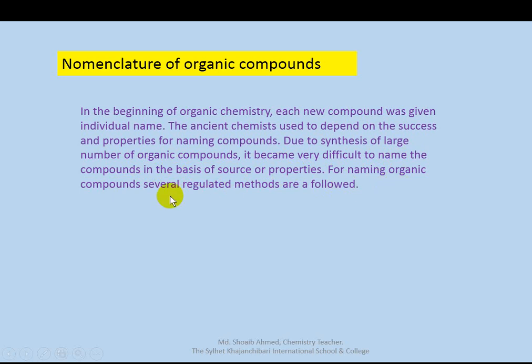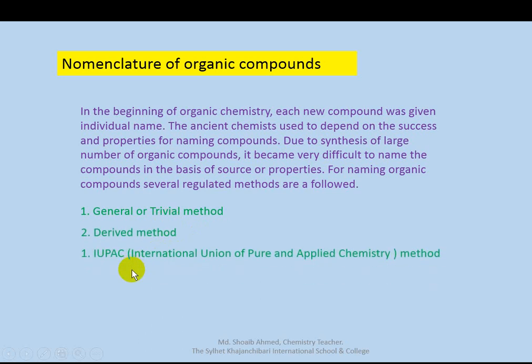For naming organic compounds, several regulated methods are as follows: general or trivial method, derived method, and the IUPAC method, International Union of Pure and Applied Chemistry. This method is used worldwide. This is the latest naming method. Okay, we will learn only IUPAC naming today.